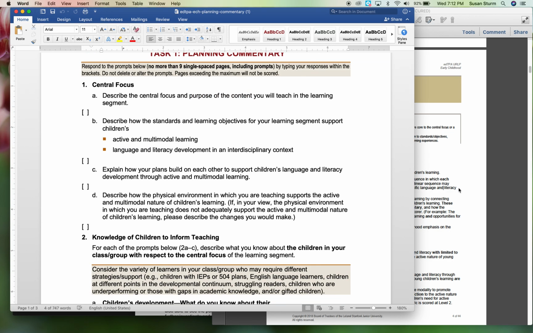Okay, so that one, again, does not map out directly to anything on the rubric, but it does set the tone for the rest of what you're writing. And this can be very brief. Just a couple of sentences will suffice.